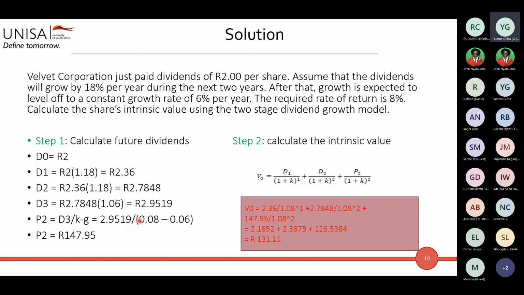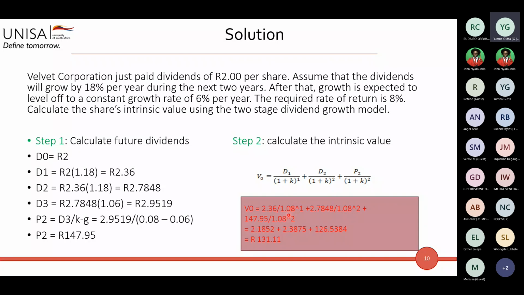Then you go to step 2, which is to calculate the price. So using this D3, you see you just put one after the other, everything flows. 2.9519 divided by your required rate of return, which is 8%, less your growth rate, which is 6%, to get the price in year 2 at 147.95, right? Now you have to bring all these values back to year 0.